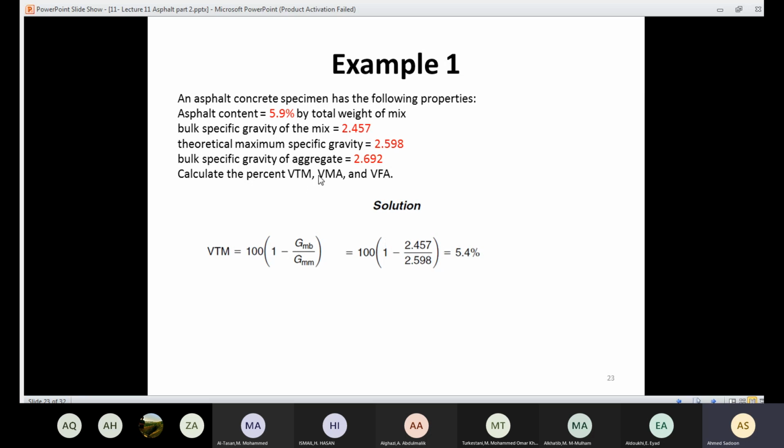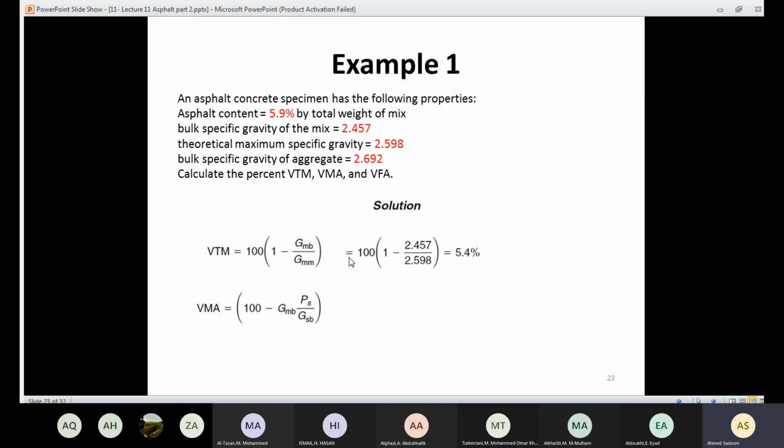Then I'm going to determine the VMA. Again, I'm going to use the formula. This one is going to be straightforward. VMA is going to be 100% minus GMB times PS over GSB. Do I know G sub MB? Yes, it's given here, which is 2.457.